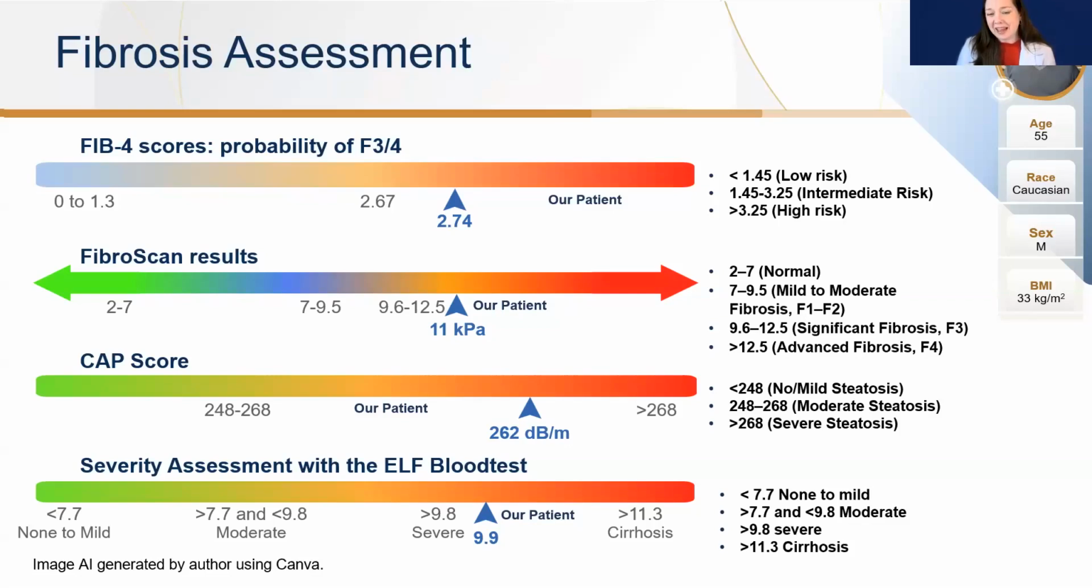Then when we got that ELF score to really give us a better serum score related to his fibrosis, we do see that it's pretty elevated as well, above a 9.8, which makes us concerned about severe fibrosis, but not necessarily to the point of cirrhosis at this time.